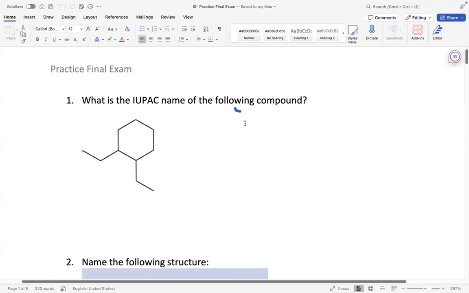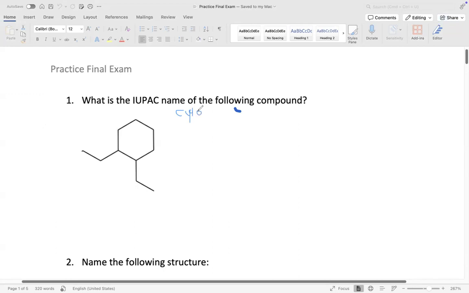All right, so final review here. The first question is what is the IUPAC, which is our organic chemistry term for that special naming system, for the following compound. We have a ring here, a one, two, three, four, five, six-membered ring. It's all single bonds, so we know we're dealing with cyclo because it's a ring, and it's going to end in ane because it's all single bonds.